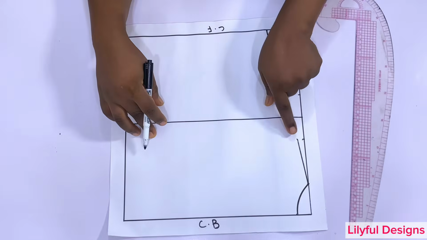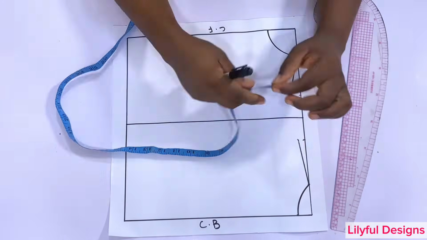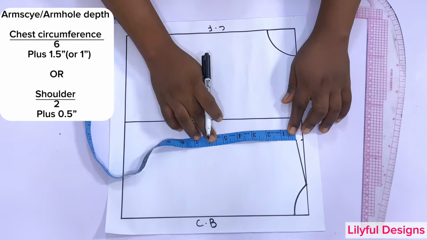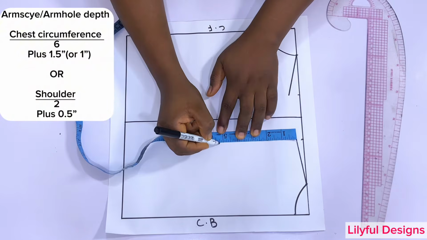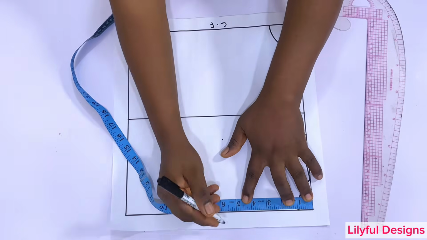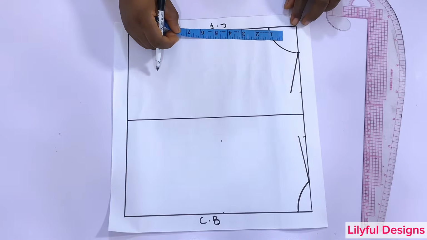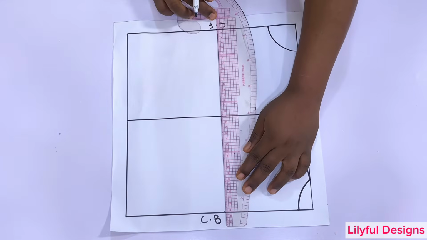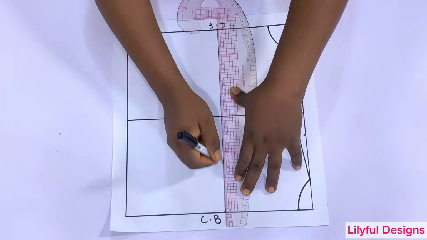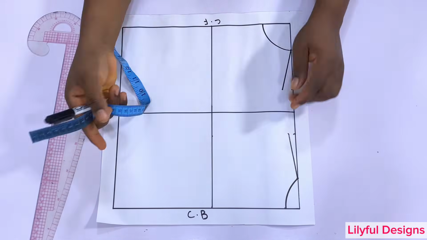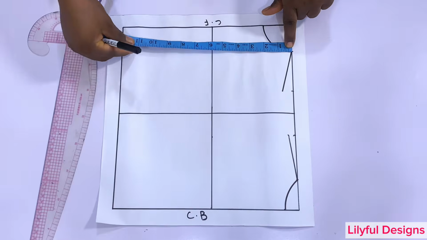And I'll move ahead to insert my armhole depth or the arm sky. The formula for it is on the screen. Your chest circumference divided by 6 plus 1.5, or your shoulder divided by 2 plus 0.5 inches. All my measurements are in inches. So I'll insert the value I got from the back neck slope. Mine is 5.25 and I will rule it through to the front part.